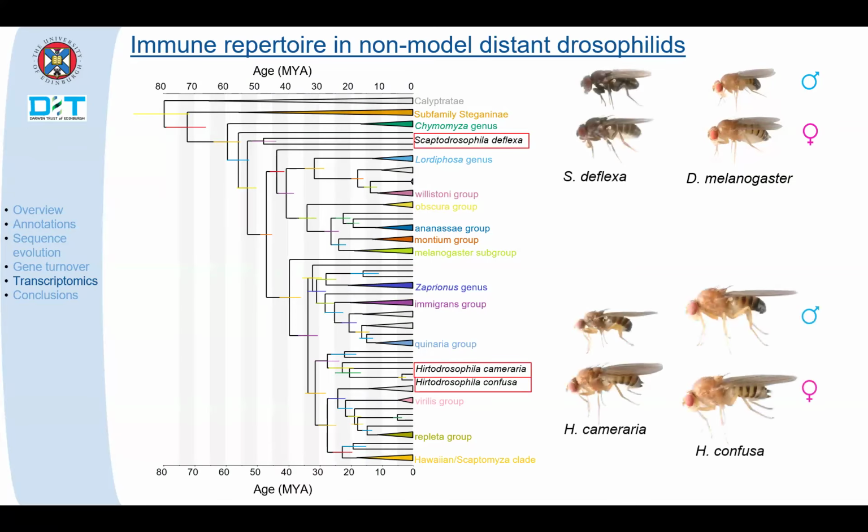So we selected 3 distant Drosophilidae: Drosophila difflexa, Drosophila camararia, and Drosophila confusa. All three species diverged from Drosophila melanogaster more than 45 million years ago, and they inhabit different ecological niches. Drosophila difflexa feeds and lives in yeast sap flexes, Drosophila camararia lives in fungi, and melanogaster lives in rotting food and litter.